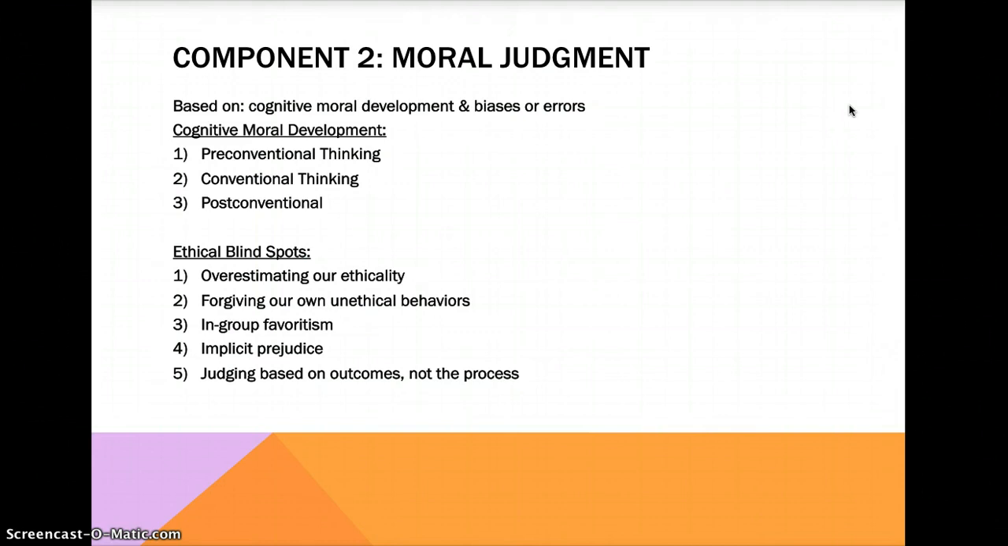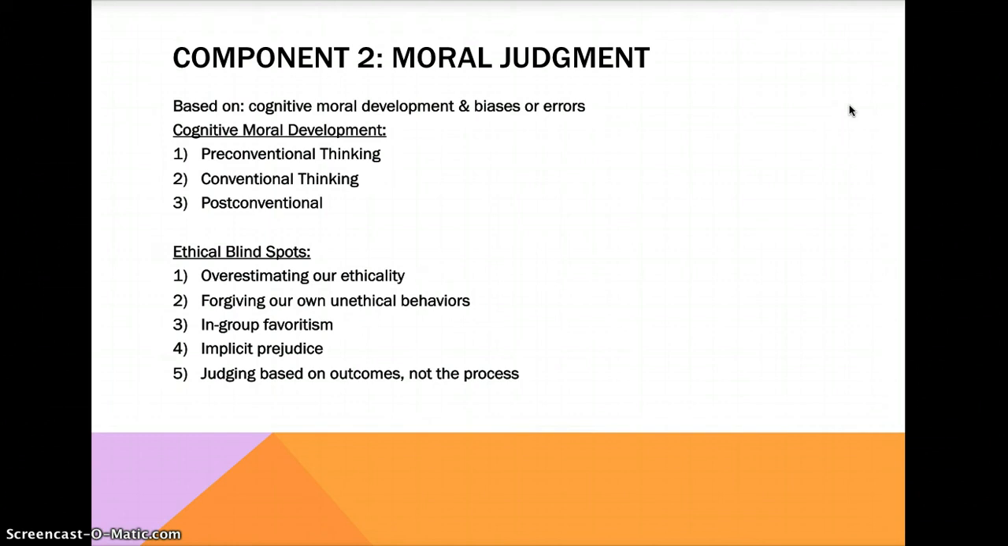The first bias is overestimating our ethicality, which states that we have an inflated opinion of ourselves. We typically believe that we will do the right things when we are faced with an ethical dilemma. The second bias is forgiving our own ethical behavior. Johnson says we may convince ourselves that the objectionable behavior is morally permissible, and we accept our own wrongdoings as acceptable. The third bias is in-group favoritism.